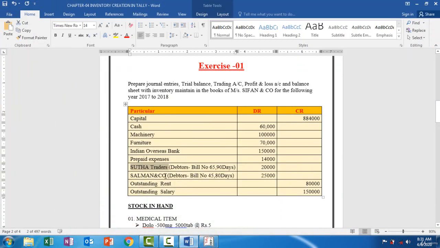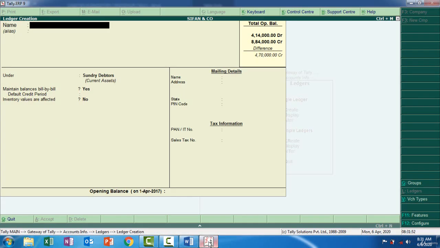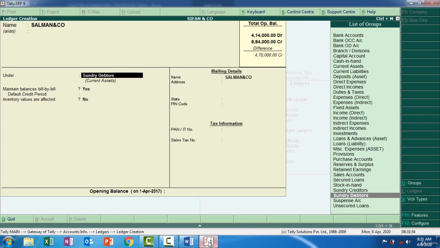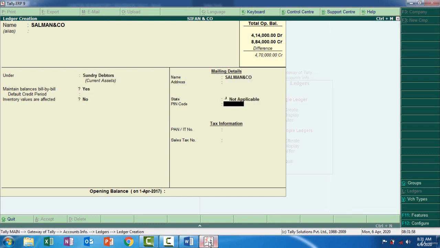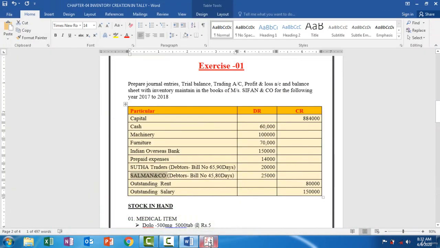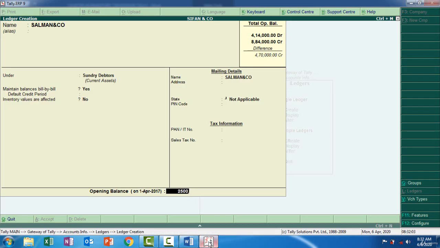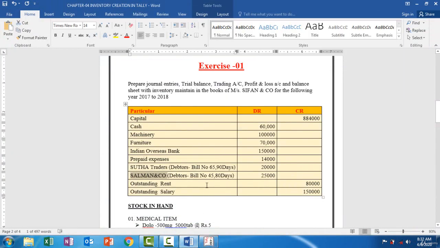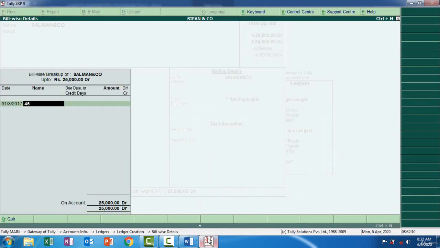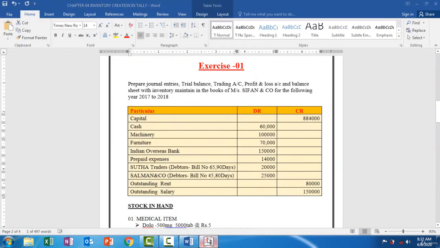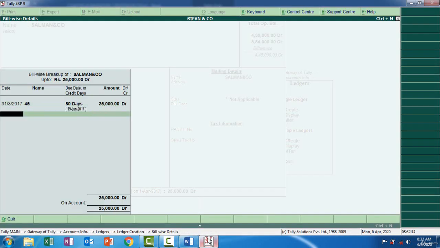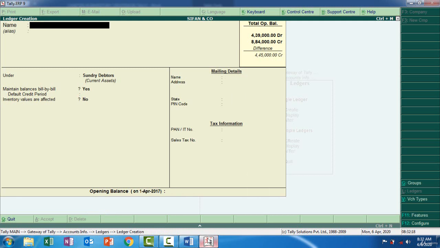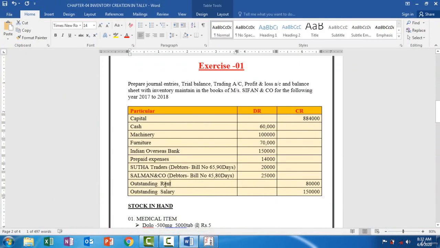The next one is Salman and Co company. I'm going to create Salman and Co company. It comes under the sundry debtors. The amount is 25,000, and under the name I'm going to put bill number 45, and then the due date is 80 days. Then accept.